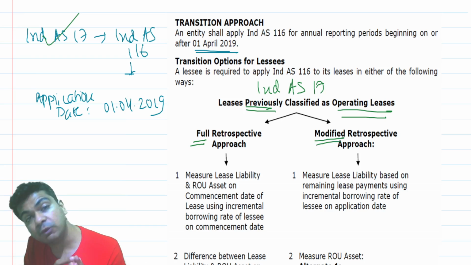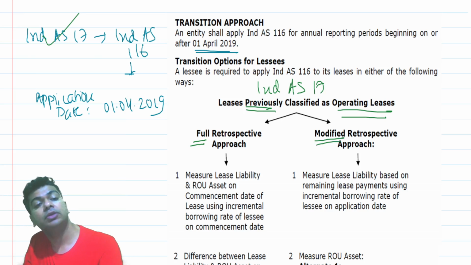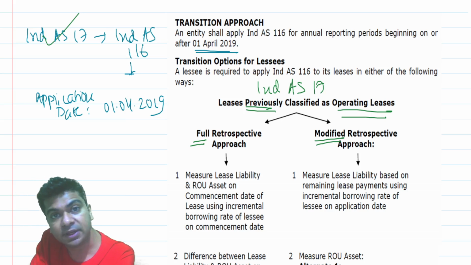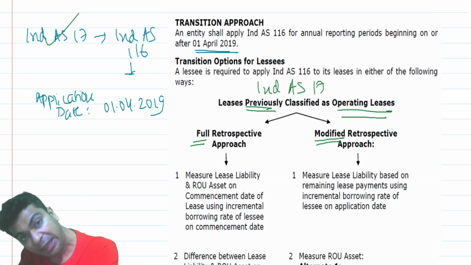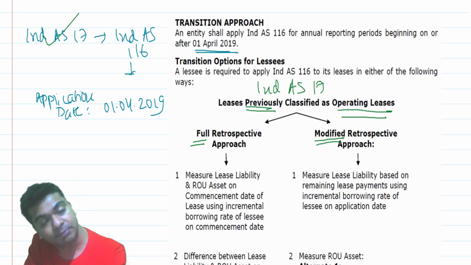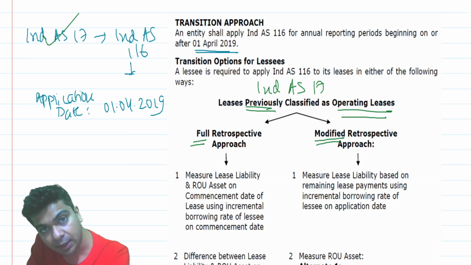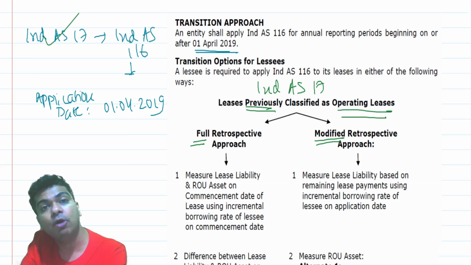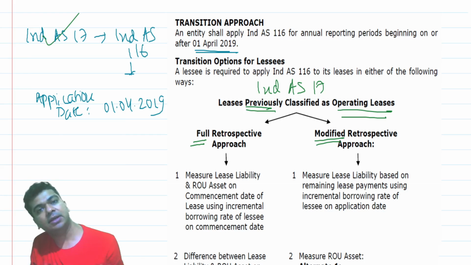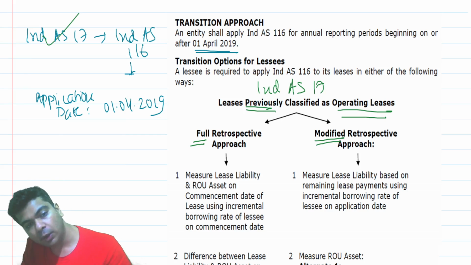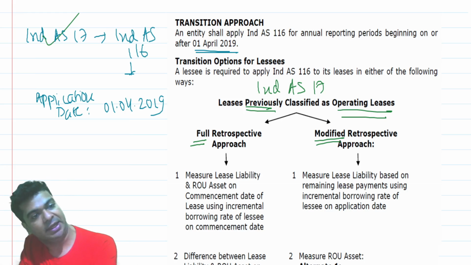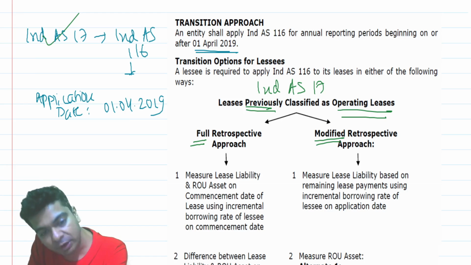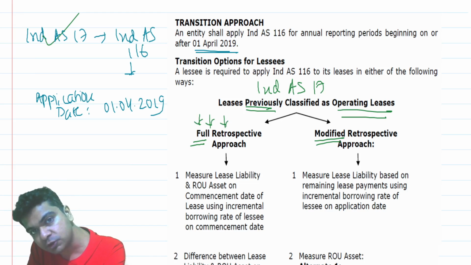Full retrospective approach means you will argue that as if Ind AS 116 had been implemented right from the very beginning. If Ind AS 116 was implemented right from the very beginning, then what would have been its effect by the time you are transiting to Ind AS 116? Here there is an interesting point to be noted. What we are discussing is the full retrospective approach.